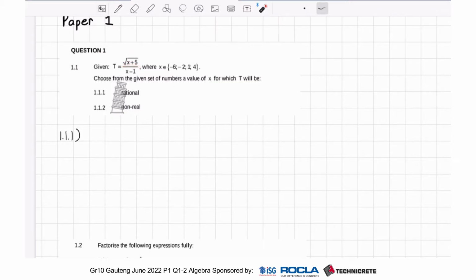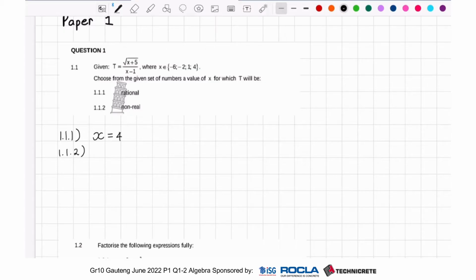And then finally, I've got x equals 4. So when x is added to 5, I'm going to have 9. That is a perfect square, and so the square root of 9 is going to be 3. And then I'm going to put 4 in the denominator, and 4 minus 1 is 3, so my answer is going to be 1. So x equal to 4 is the only time that I end up with a rational expression for t. So my first answer is going to be x equals 4.